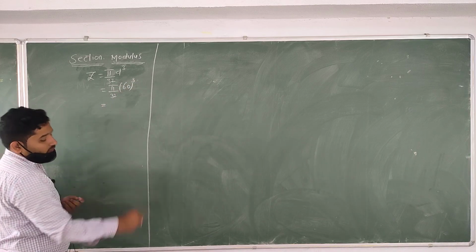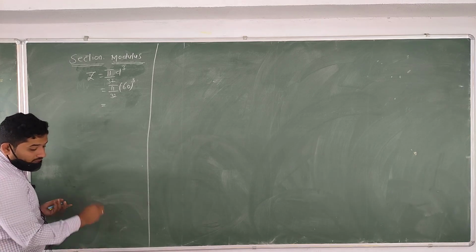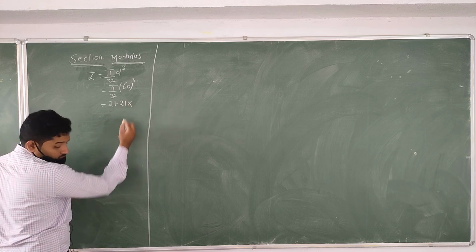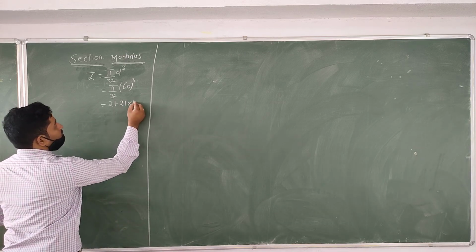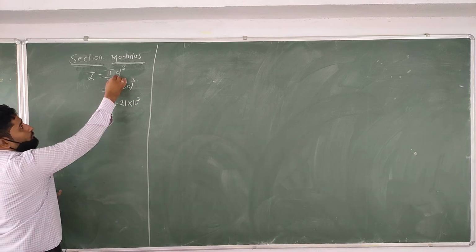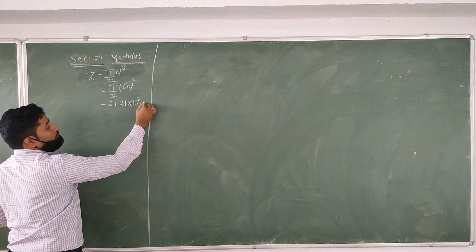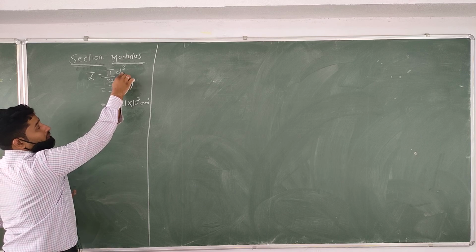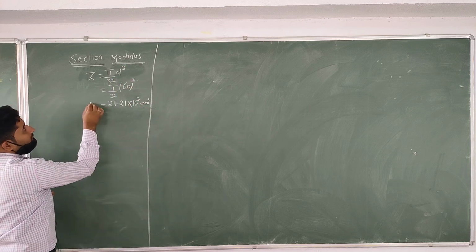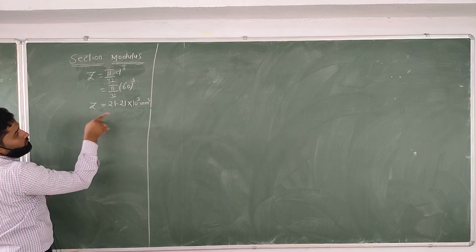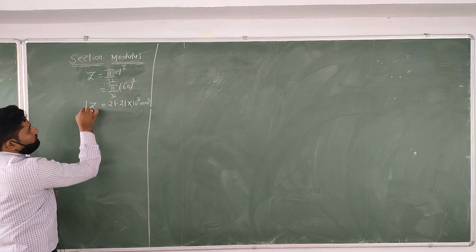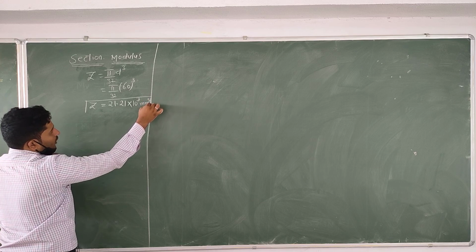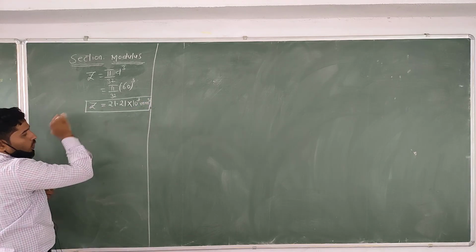If you divide with the help of a calculator, you will get the answer 21.21 into 10 power of 3. So what should the unit be? It should be millimeter cube, because the unit of diameter is mm, and mm into cube. Is it right? So that is the section modulus unit. So how much did we get for the section modulus? 21.21 into 10 power of 3 mm cube.